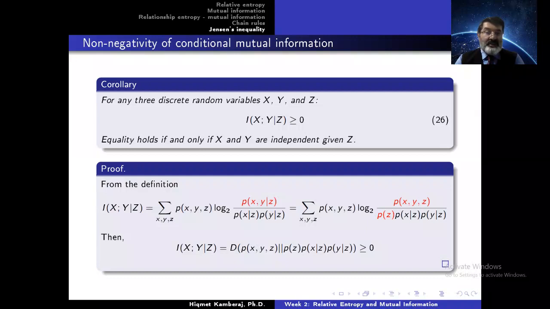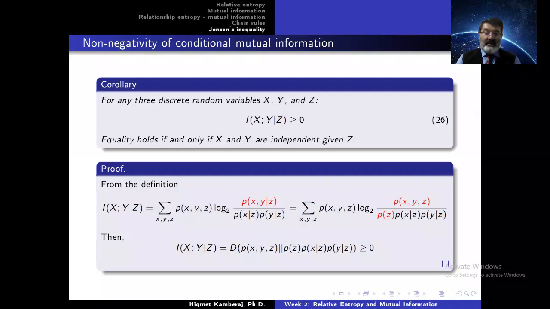Now, from the definition, the conditional mutual information is equal to the triple sum over x, y, and z of p of x, y, and z times the log with base 2 of the ratio of p of x and y given z over p of x given z times p of y given z. Now, p of x and y given z is written, as shown in red, as a ratio of the joint probability mass function of x, y, and z over p of z. Then we obtain the last expression on the first line.